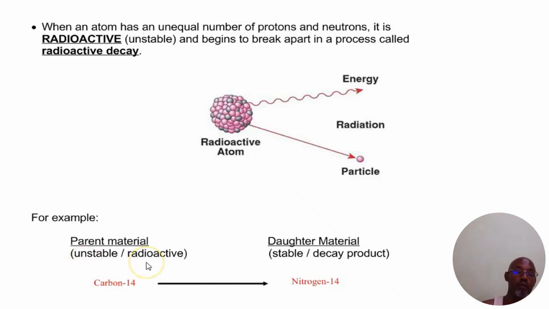When carbon 14 changes into nitrogen 14 by losing half of its amount, it does this within a fixed time period, and the half-life of carbon 14 is 5,700 years.